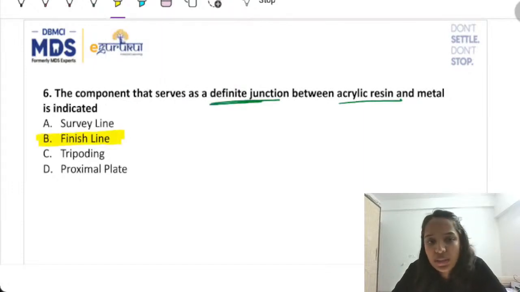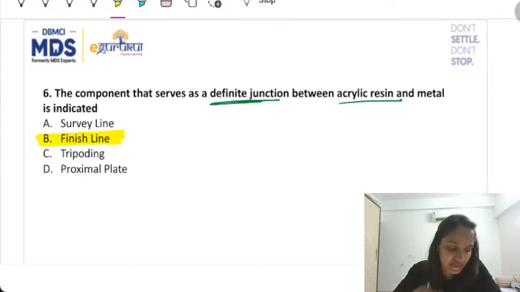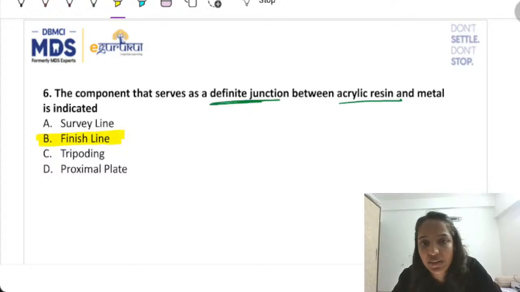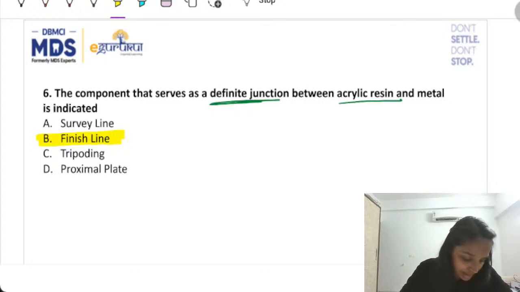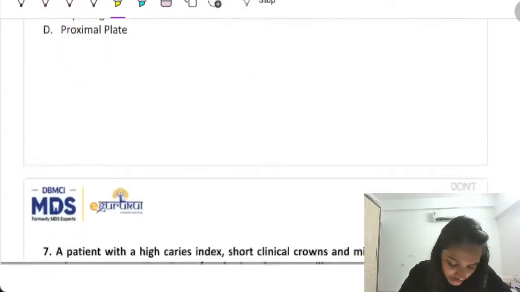Now, just some theory around finish lines. What exactly are they? When two different materials, such as your acrylic and metal, are going to come to a junction together, you cannot just have a tapered junction for it. You need the acrylic to end in a bulk so that it retains over the metal. So, we want to create a locking mechanism or an undercut that is created by your finish lines by creating an undercut of less than 90 degrees over there. So they are on the external as well as the internal surfaces, and they are planned junctions of your metal and acrylic. So the correct answer here is finish lines.